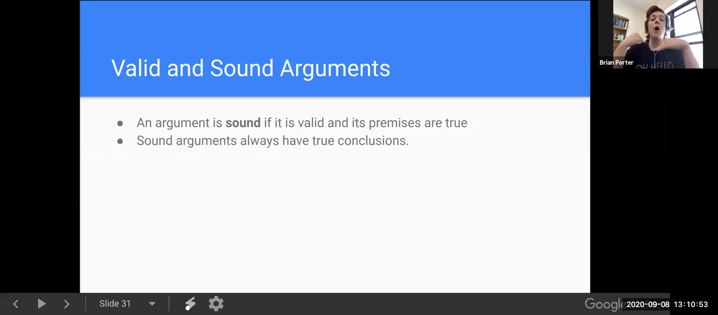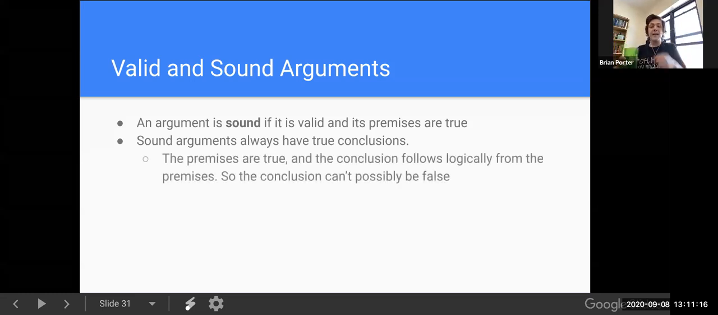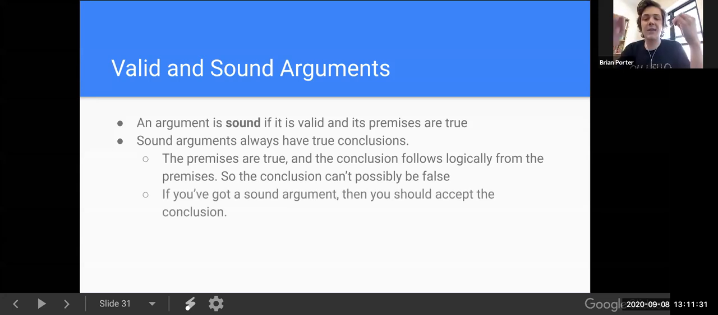So sound arguments always have true conclusions because the premises are true and the argument's valid, meaning that if the premises are true, then the conclusion must be true. So put those together, true conclusion. You get a true conclusion every time. So if you think an argument is sound, if you think the premises are true, and that the argument's valid, then you must accept the conclusion because sound arguments always have true conclusions. So if you've got a sound argument, you should accept the conclusion every time.